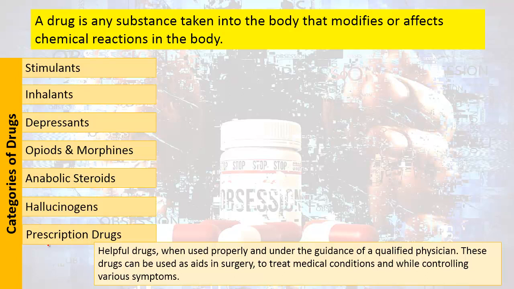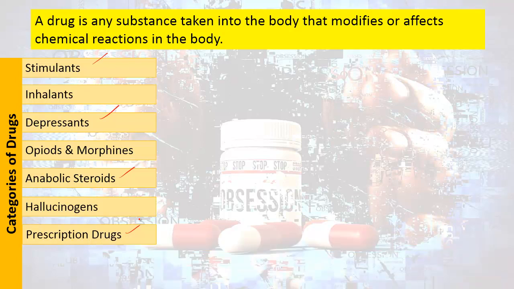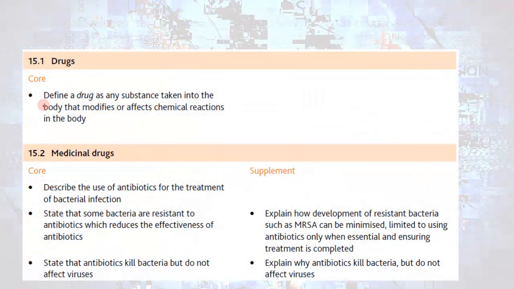Okay. Now, looking at these categories again, in our syllabus, we basically talk about stimulants, depressants, anabolic steroids, and a little bit about prescription drugs. The others are just for your awareness, as these categories cover all the different drugs that are available. Now, to begin with, let's have a look at antibiotics. We've already covered the definition of drugs.